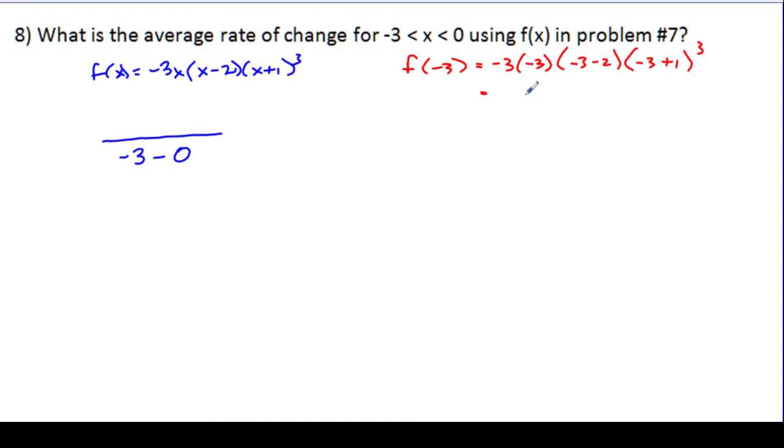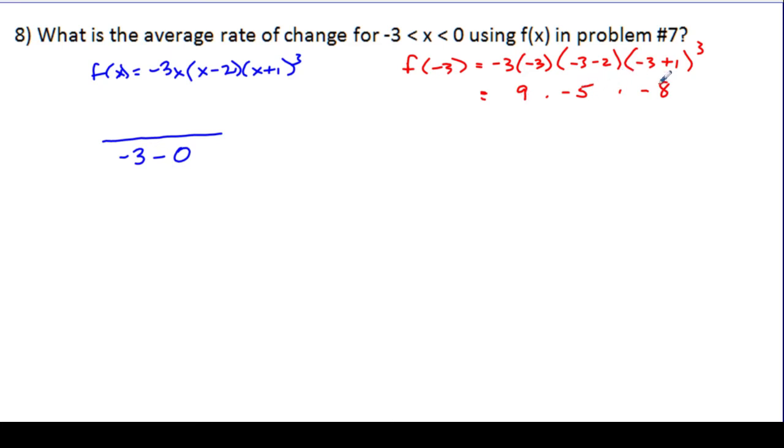-3 times -3 is 9. -3 minus 2 is -5. -3 plus 1 is -2. And -2 cubed is -8. So I just simplified each of the terms separately. And now my job is just to multiply these together.